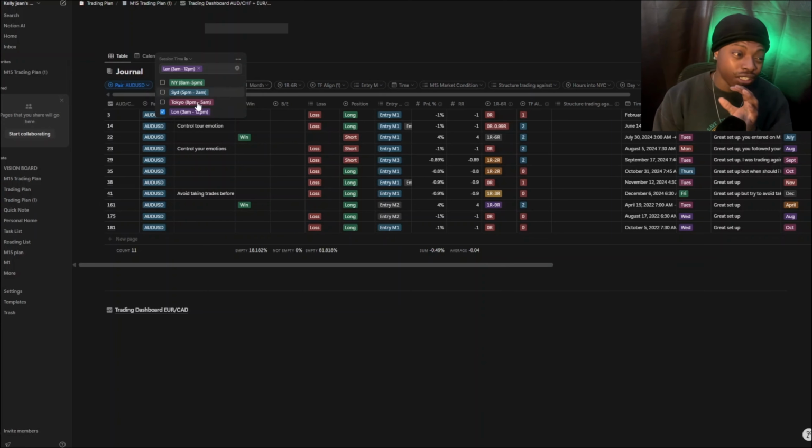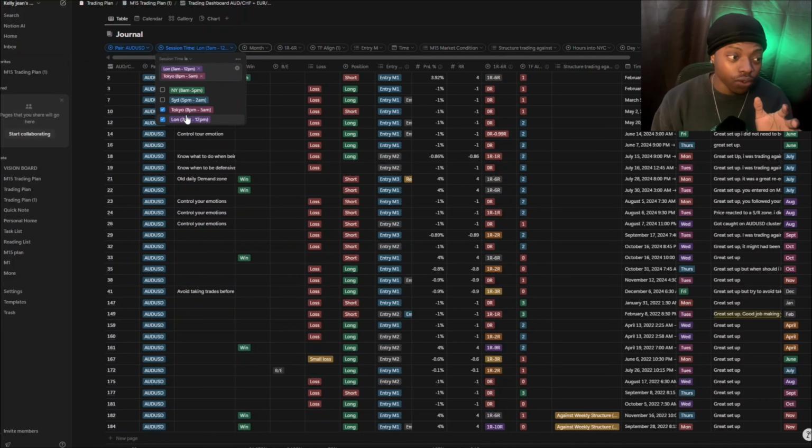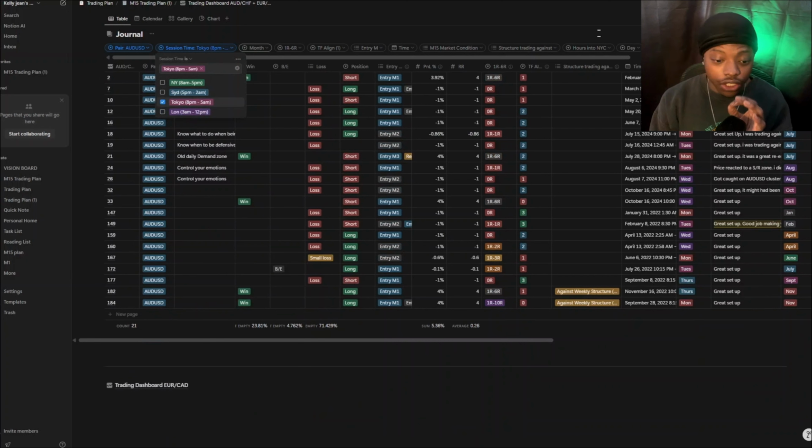So now let's continue with the Tokyo session. In the Tokyo session, I have a higher win rate than in the London session. I have a 23% win rate.